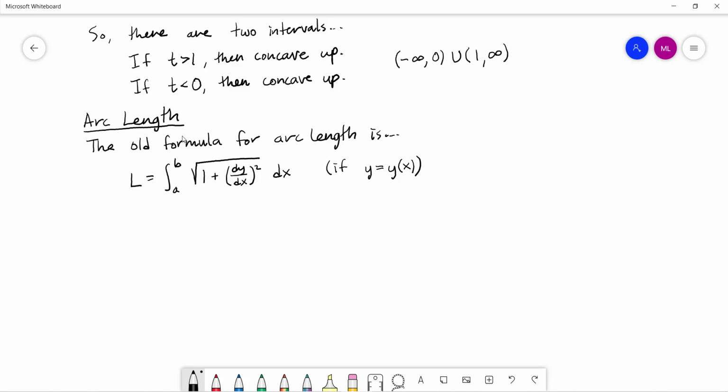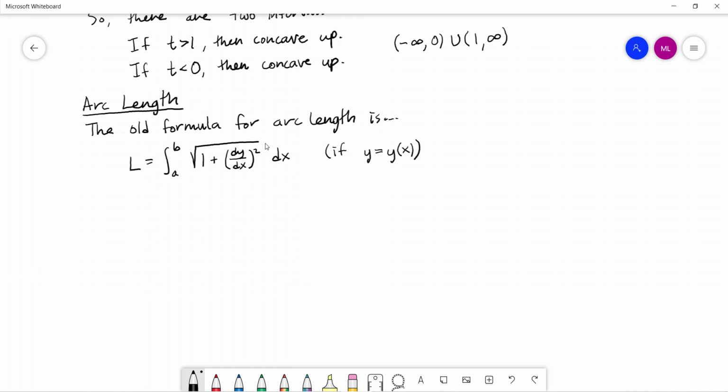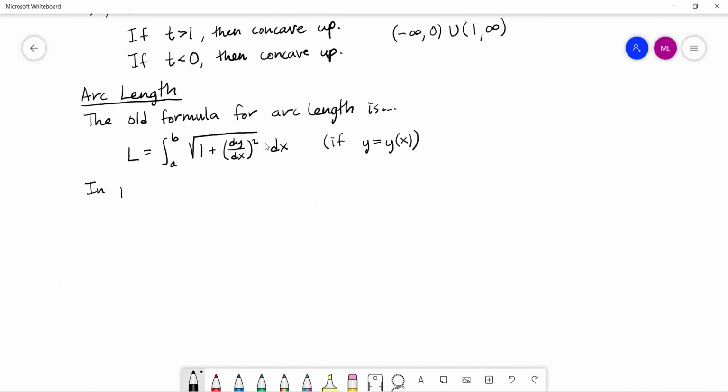In the new formulation, we want the bounds to be with respect to time. And we also want to integrate with respect to time. And we want to write everything in here, or the derivative that we've got right here, with respect to time. So in parametric form, everything should be with respect to time. So WRT just stands for with respect to time.